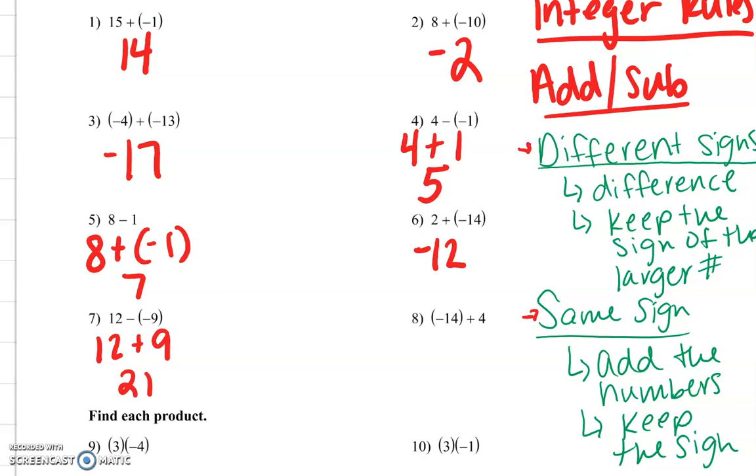Number 8. Negative 14 plus 4. So I borrowed $14 from someone, and I got $4 for walking the dog. So I have $4 now that I can pay back to that person. So after I pay them back the $4, what I owe them, I still owe them $10.